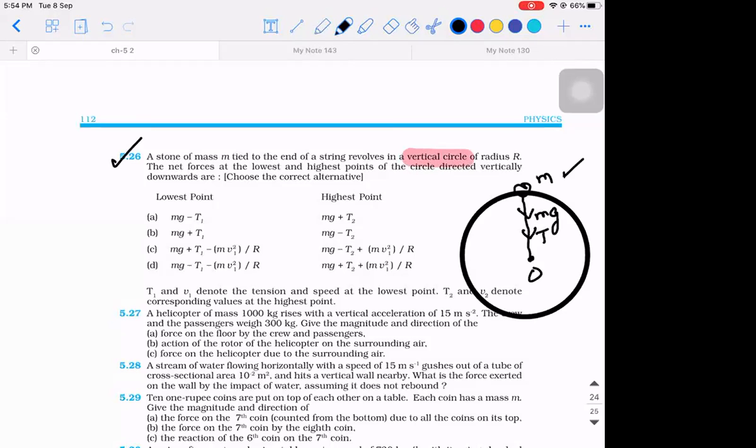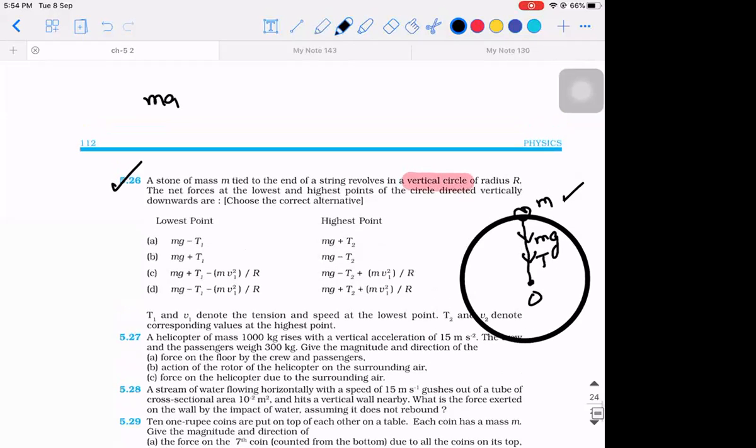In this case, the way you write the equation is mg plus T will provide the necessary centripetal force, mv squared by r. So choose the correct alternative. Mg plus T1. What are T1 and T2? They denote the velocity and tension. I have to read this question carefully. So this is how the force will be. Okay, sir. That's it.